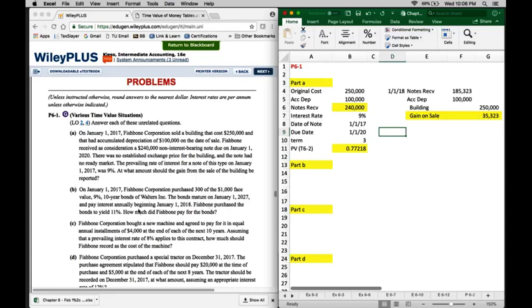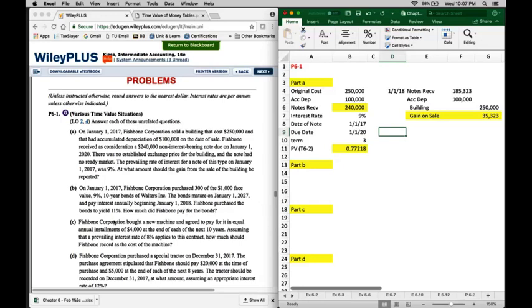Let's look at the second part of this problem. In part B, we've been told on Jan 1st, 2017, Fishbone Corporation purchased 300 of $1,000 face value, 9% 10-year bonds of Walter Inc. The bonds mature on Jan 1st, 2027 and pay interest annually beginning on Jan 1st, 2018. Fishbone purchased the bonds to yield 11%. How much did Fishbone pay for the bonds?